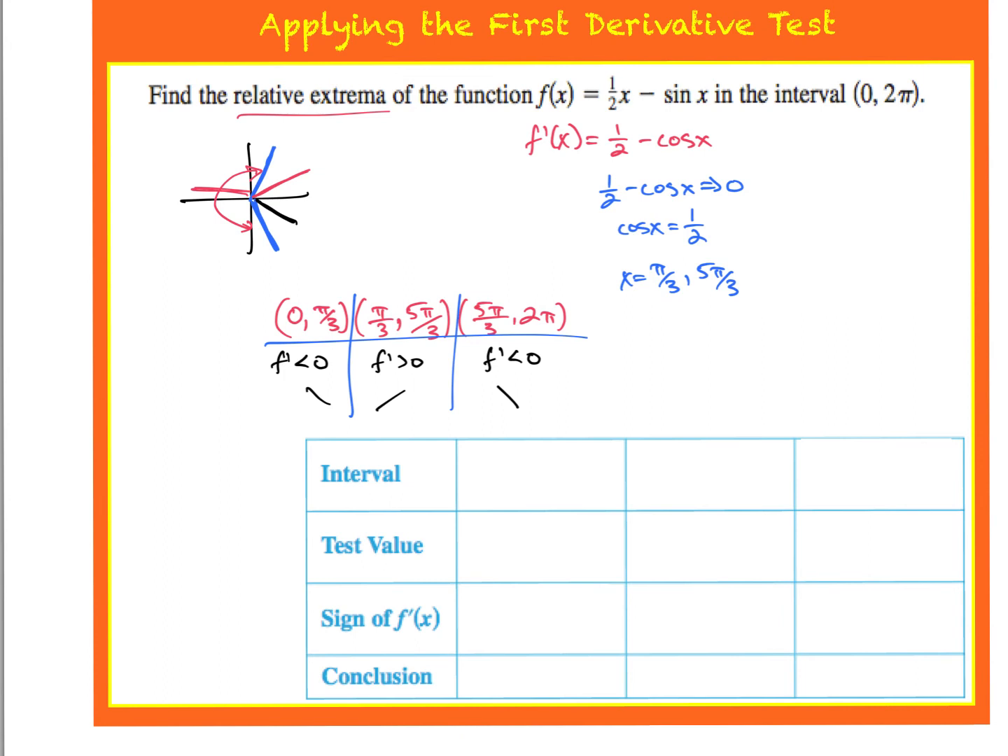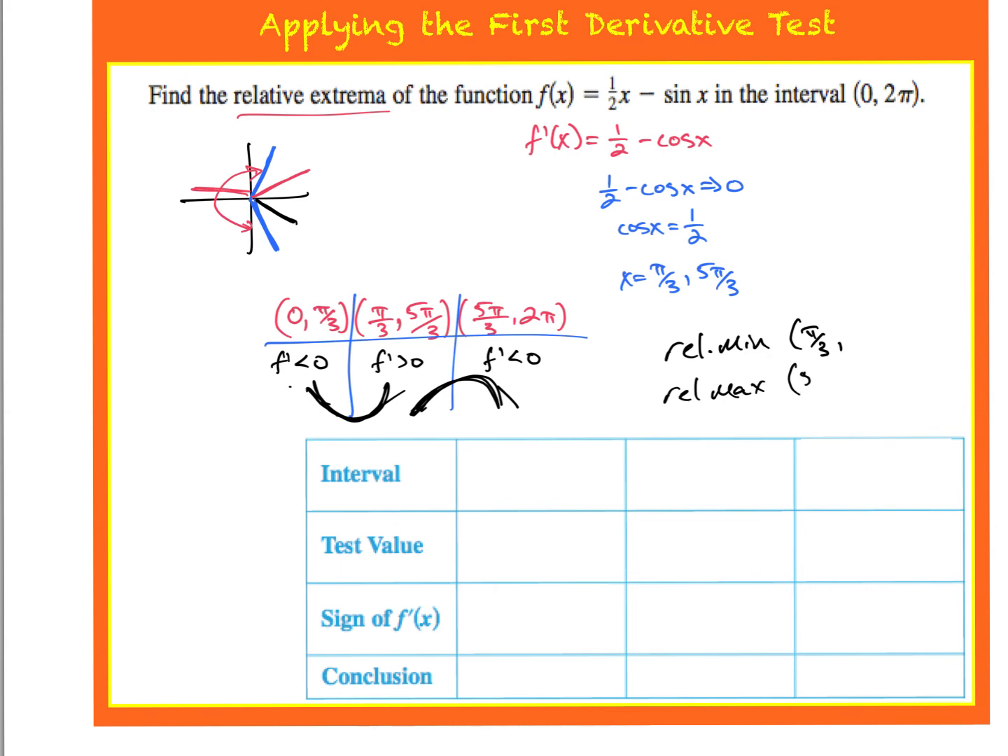So what's happening at pi over 3? I have a relative what? Minimum. I have a relative minimum at pi over 3. Because f prime is changing from what? Negative to positive. All right. And at 5 pi over 3, what do I have? F prime changes from what? Positive to negative. So what do I have going on there? I have a relative max.